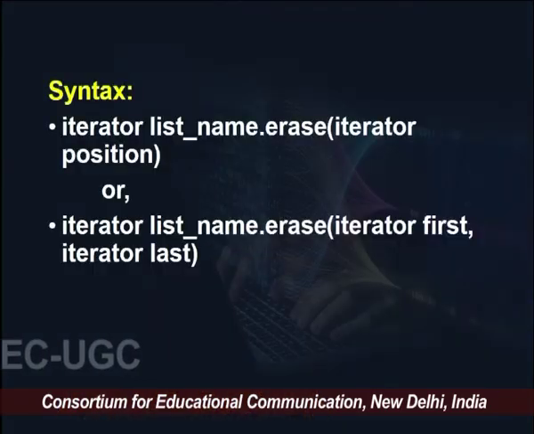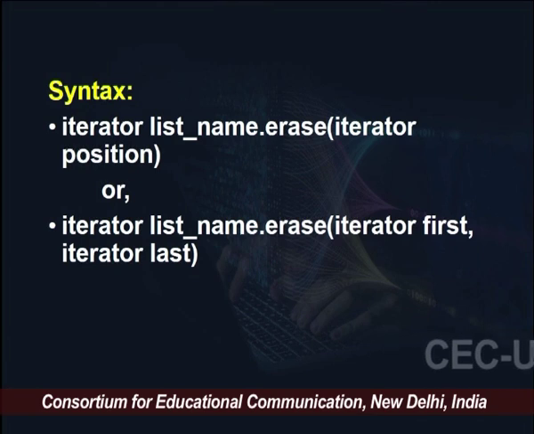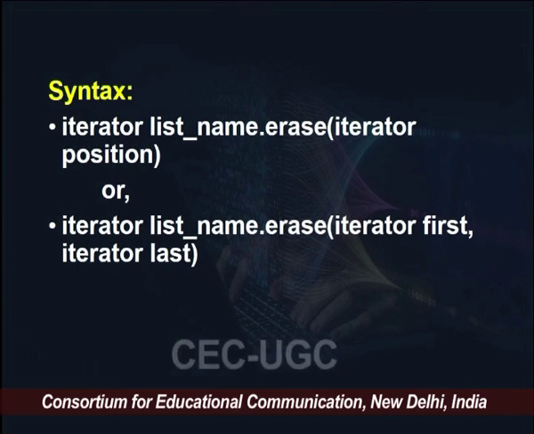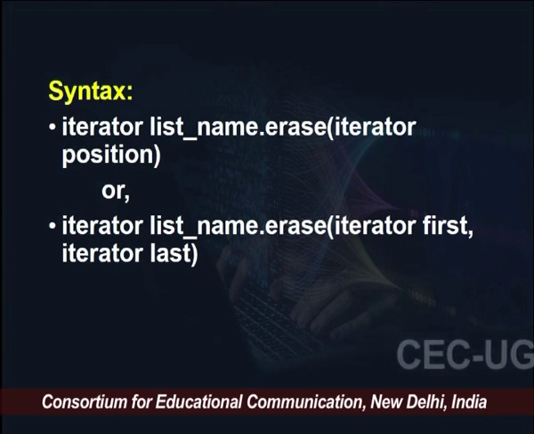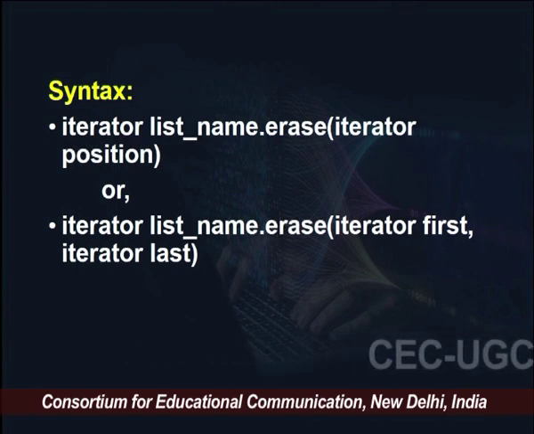What is going to be the syntax? We need to pass the position from which the element is to be deleted. Whatever element is available at that position passed as the parameter will be deleted, and the syntax goes like this. We have an iterator and then the list name dot erase. So, we are calling the erase function of this list_name, and within the parameter we are passing an iterator position. How this is going to be used in your program, we will see shortly.